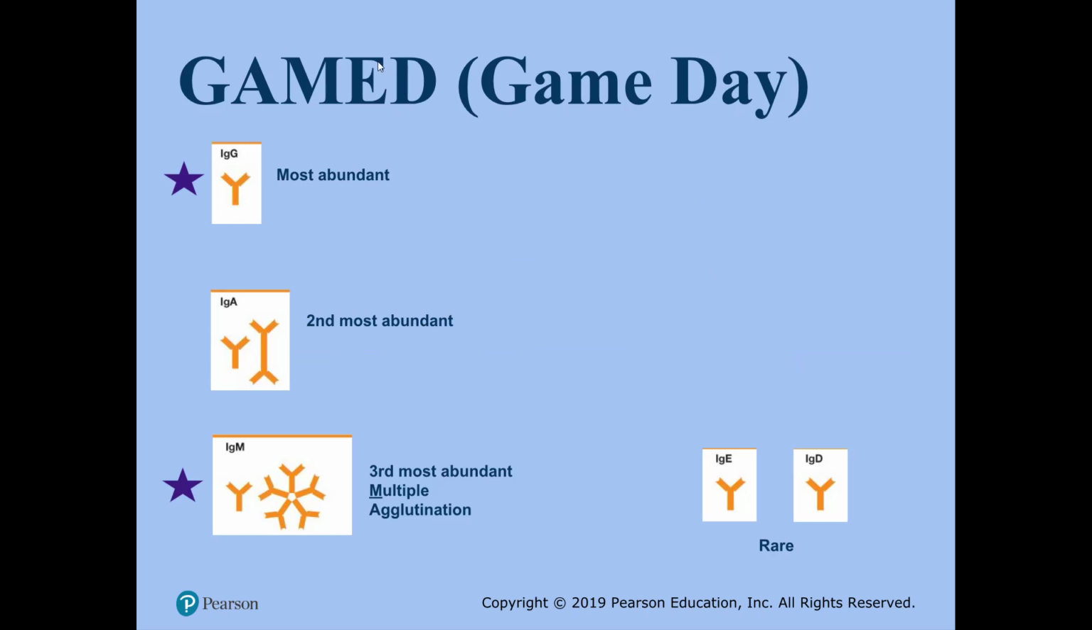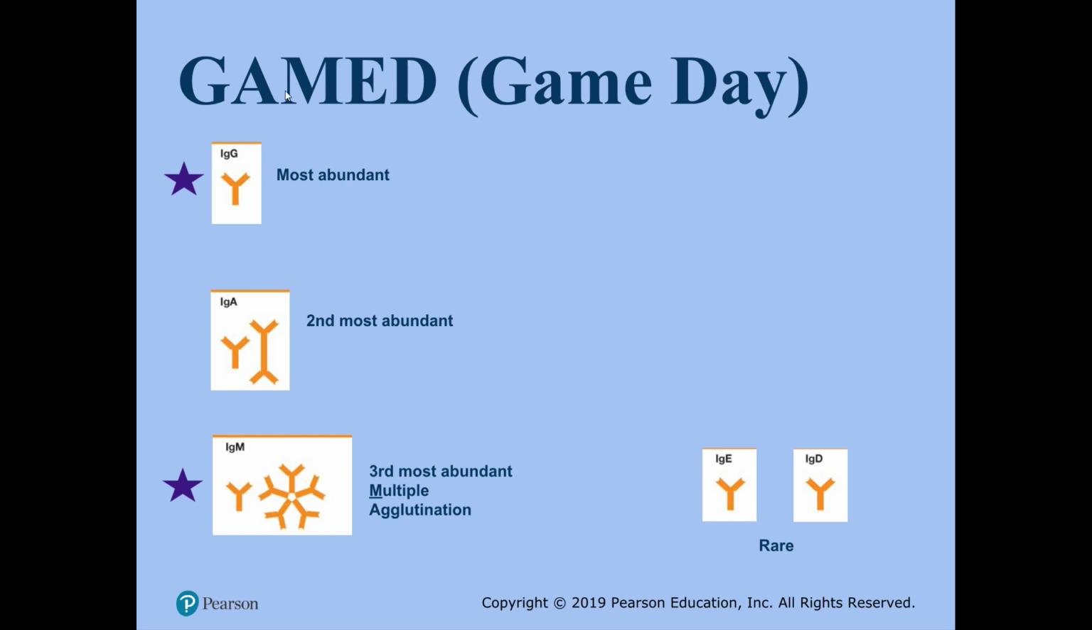Okay, so now we're going to go over those antibodies. Another word for antibody is immunoglobulin, hence the Ig. And there are 5 different types of immunoglobulin, and they spell out GAMED. An easy way to remember that is think game day. So yeah, game day.